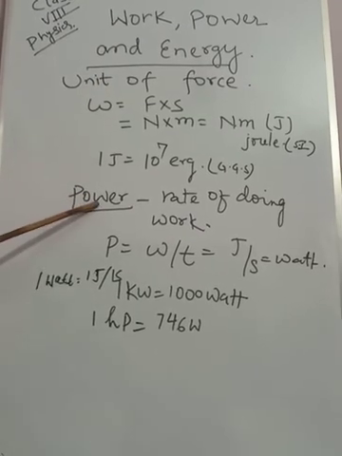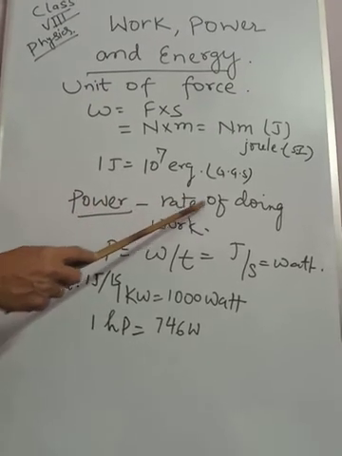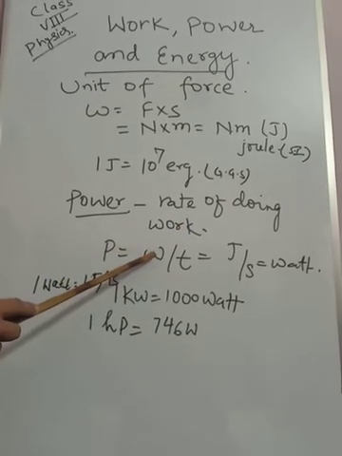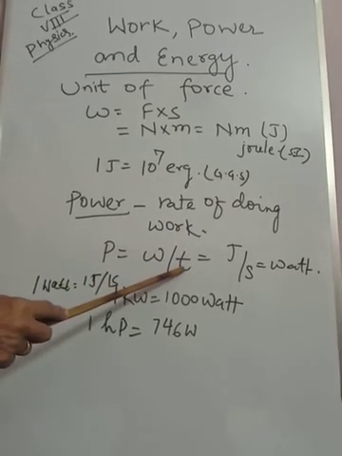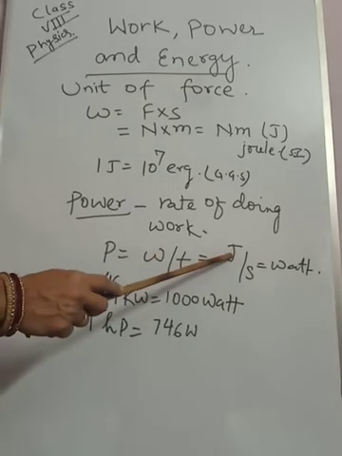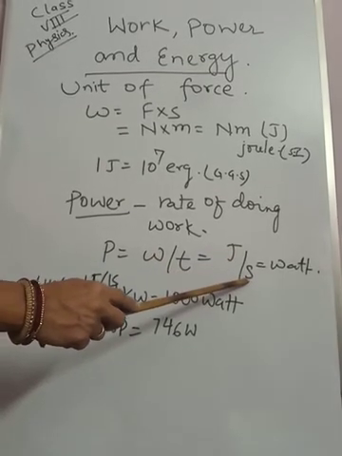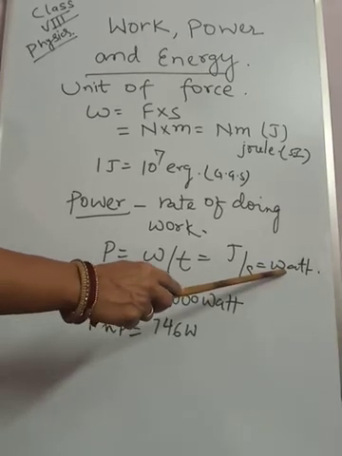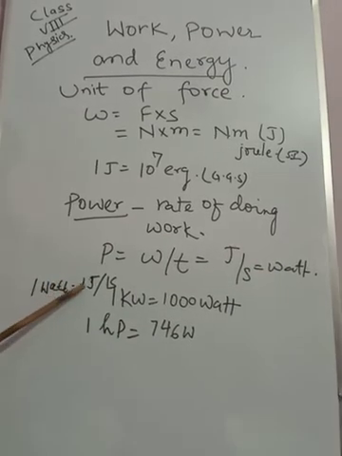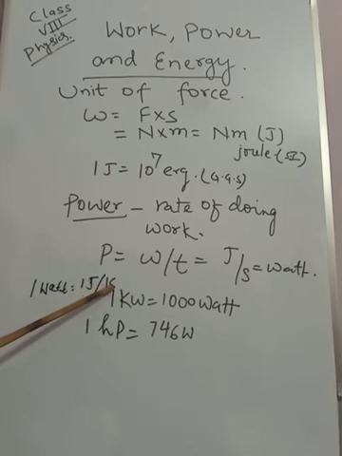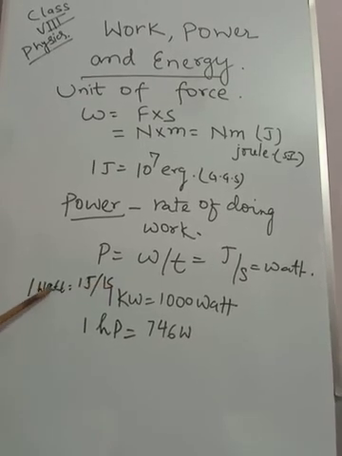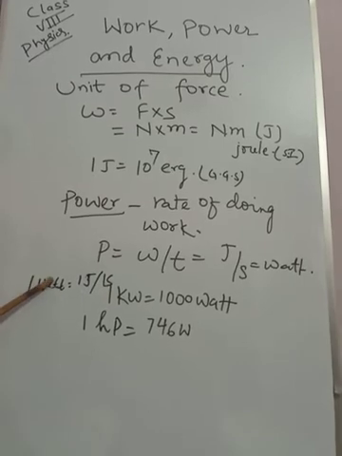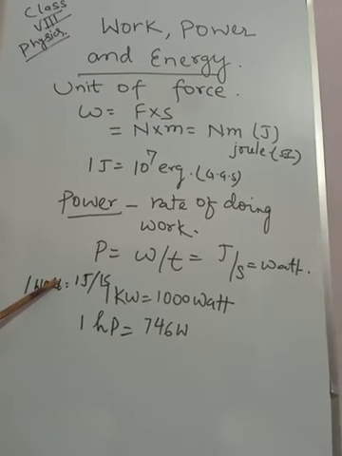Next topic is power. What is power? Rate of doing work. That means power is equal to work done divided by time. The unit of work done is joule and the unit of time is second. So joule per second is known as watt. 1 watt is equal to 1 joule by 1 second. If 1 joule of work is done in 1 second, then we say that 1 watt of power is consumed.